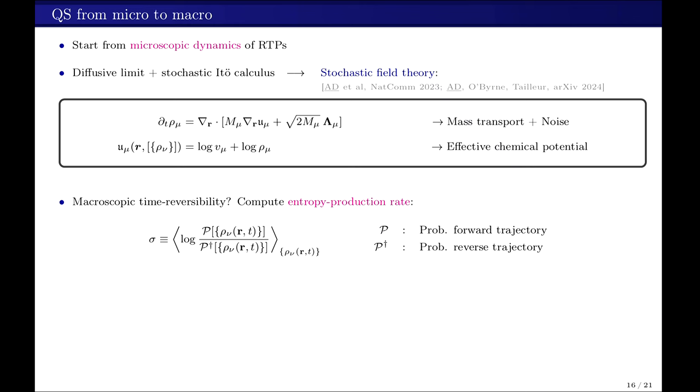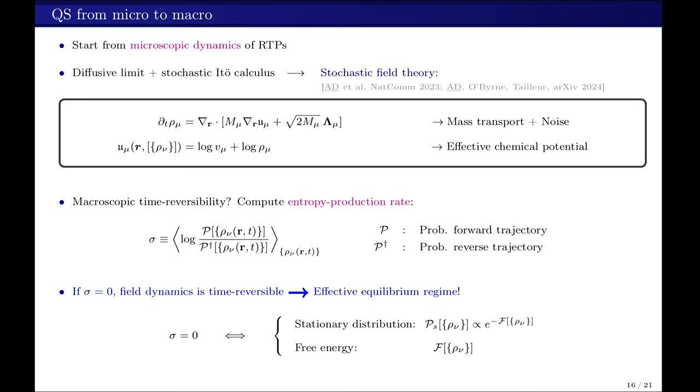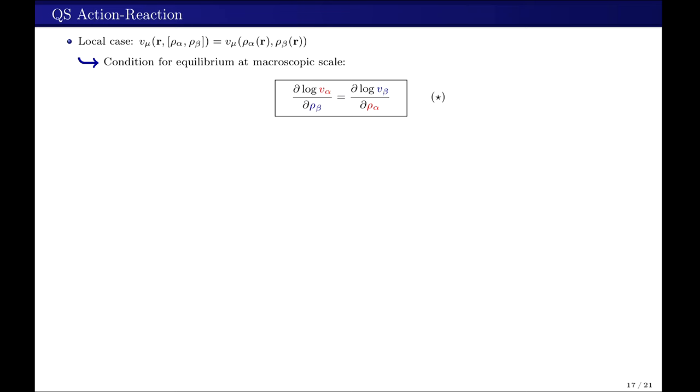All right, so we ask ourselves, what's this quantity in this model? And whether it can ever be equal to 0? And the answer is yes. There are some cases in which this sigma, this entropy production, is equal to 0. If that is so, then this dynamics is effectively an equilibrium dynamics with an effective free energy F and a stationary probability for the density field that goes as the exponential of minus this effective free energy. So what are these cases?